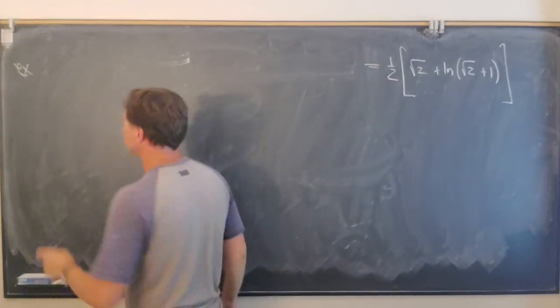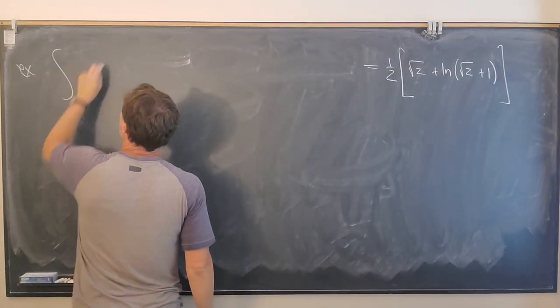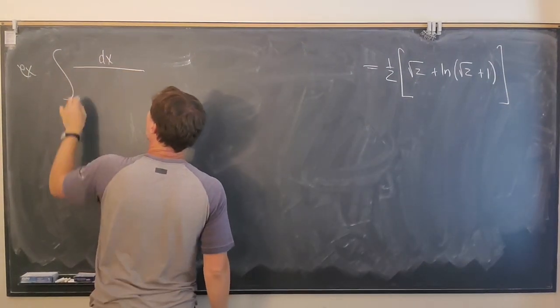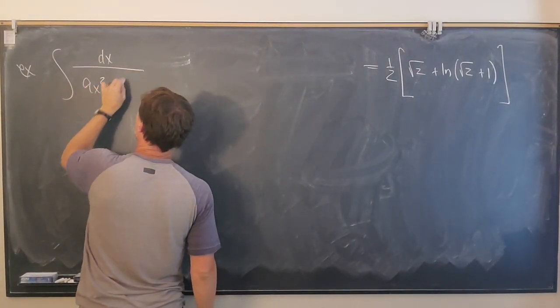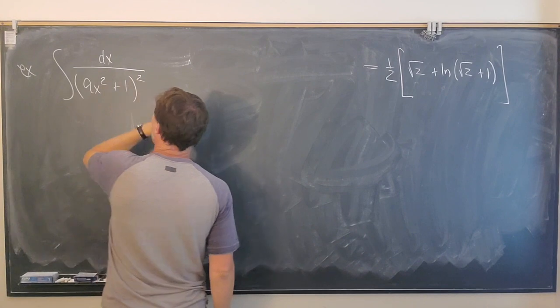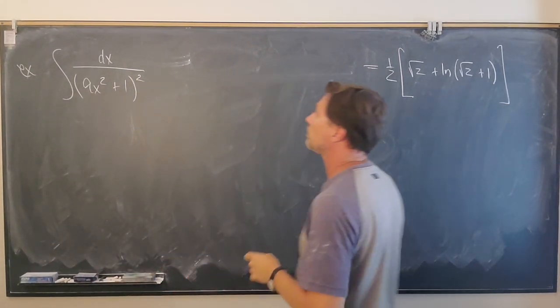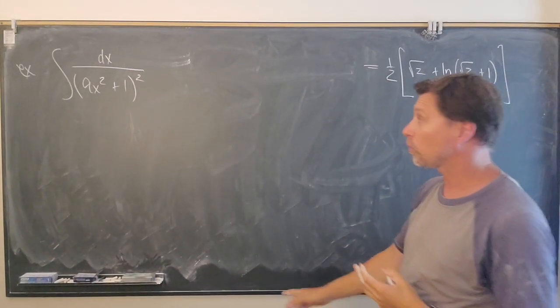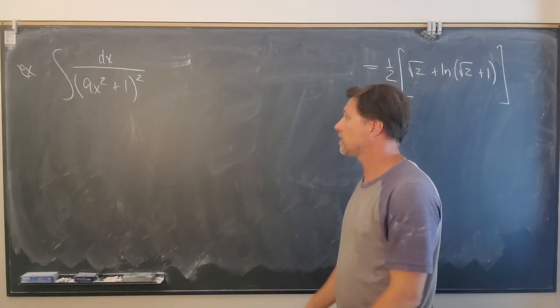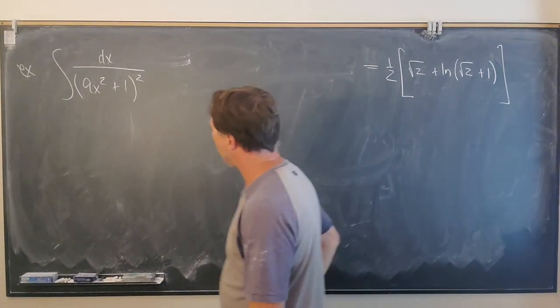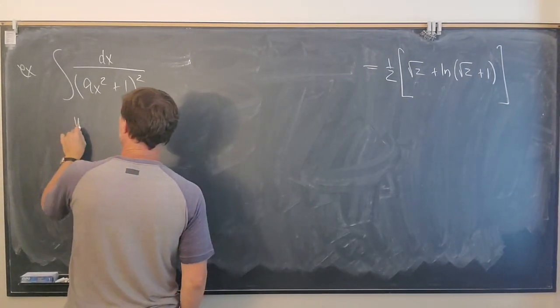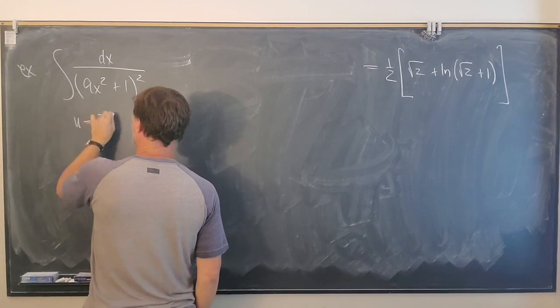Let's do the integral dx over (9x squared plus 1) raised to the second power. So instead of a 1/2 and a square root, what we have is it raised to the second power. Now, the first thing I'm going to do is let u equal 3x.